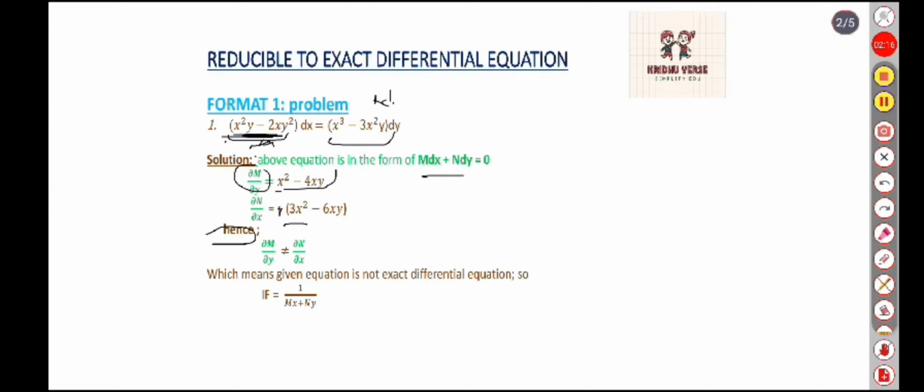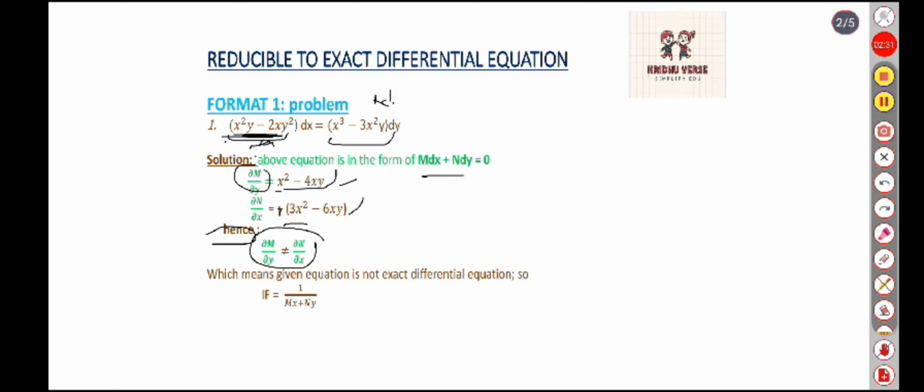Hence what we are observing here is that the ∂M/∂y value is different and the ∂N/∂x value is different. So these both are not equal. So it means they are not in the form of an exact differential equation. Now we have to solve it to take it to the exact differential equation form.